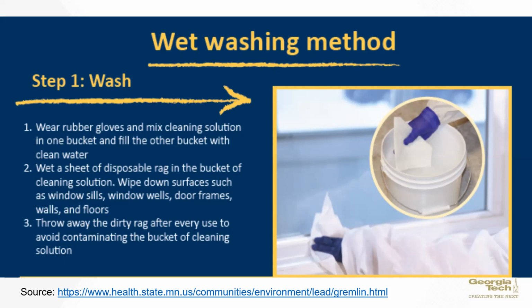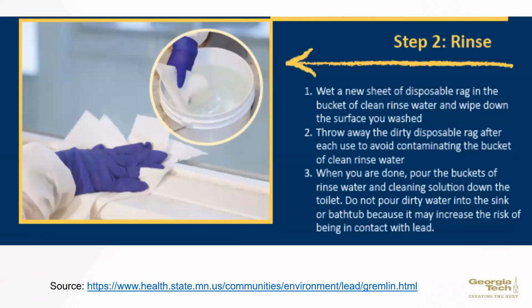And so after you wipe down that surface with the detergent, you throw that dirty rag away, because you don't want to get contamination in the bucket, and you continue that process. You might want to do it a couple of times with a couple rags until you get a cleaner surface. And then you're going to use a new sheet of thick paper towel or disposable rag into the bucket of the clean rinse water and wipe down that surface that had been washed. And so you're going to throw that rag away as well.